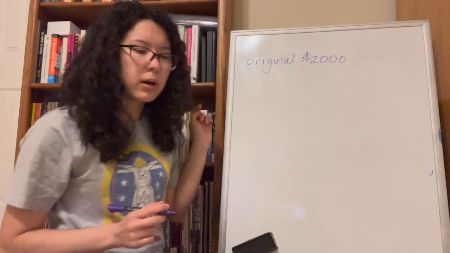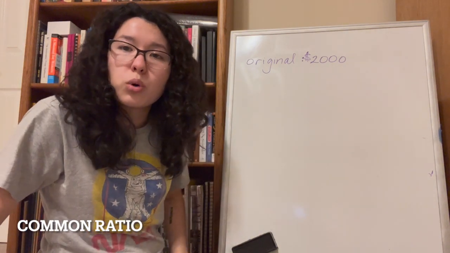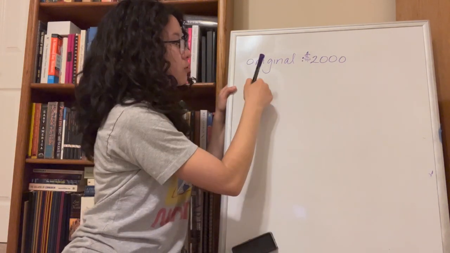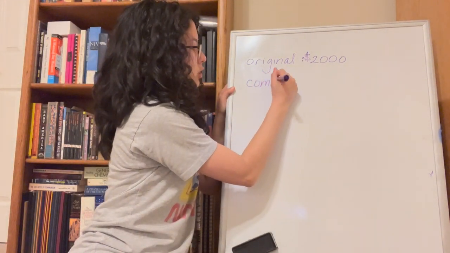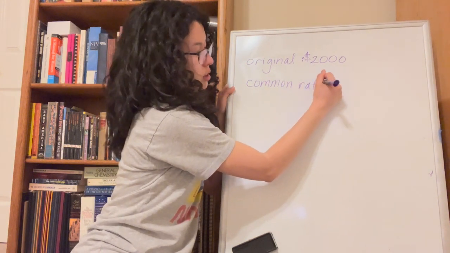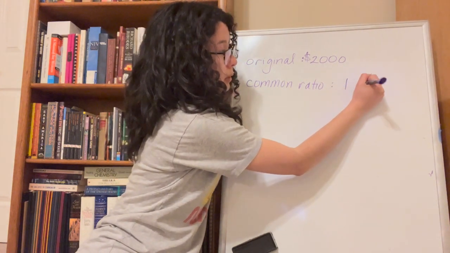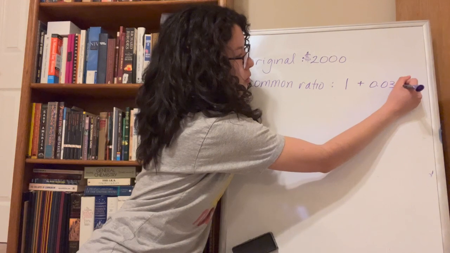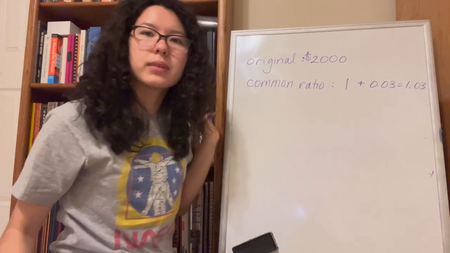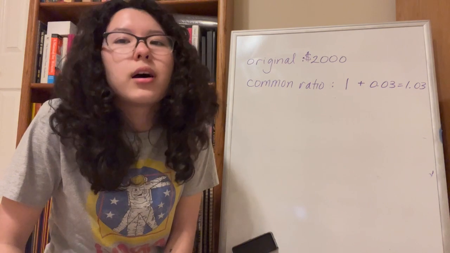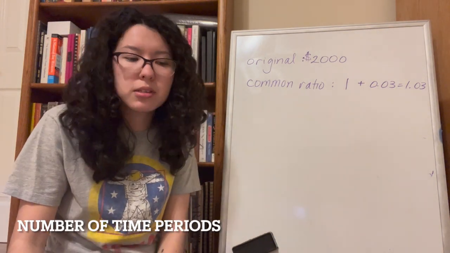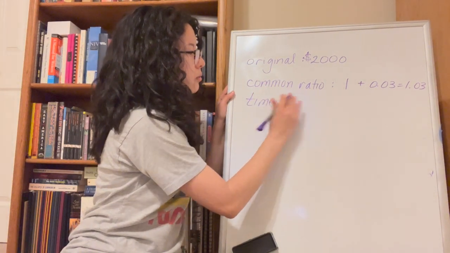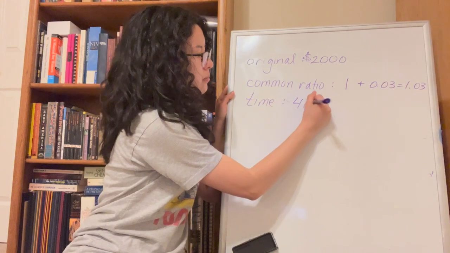Okay, let's talk about our common ratio. So we know common ratios can be expressed as percentages. So our percentage is 3%, which means our common ratio, because this is growth, is going to be 1 plus 3% as a decimal, 0.03, or 1.03. That's the common ratio. Finally, what's the time? How many time periods have passed? Well, 40 years, right? So our time is going to equal, let me use a colon, 40 years.